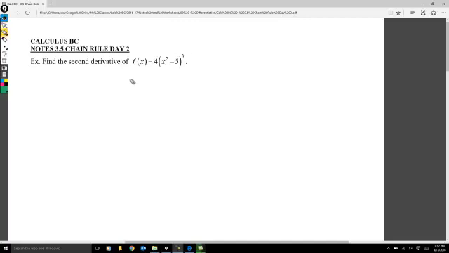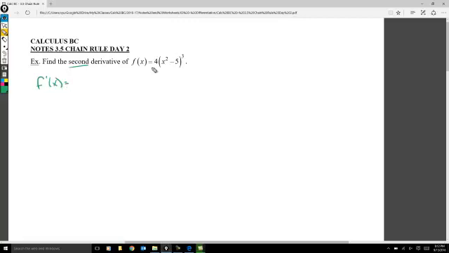We are talking about chain rule again. So in our first example, we're asked to find the second derivative. A second derivative just means that we're taking the derivative two times. Okay, so that's the second derivative. So in order to do that, we have to find the first derivative.